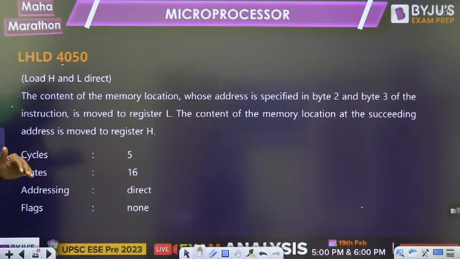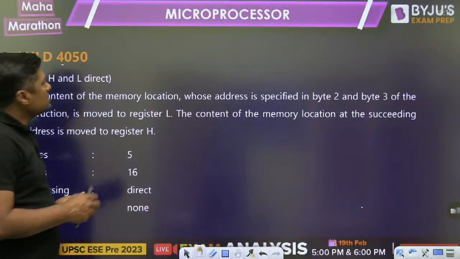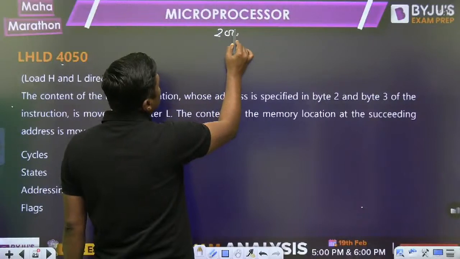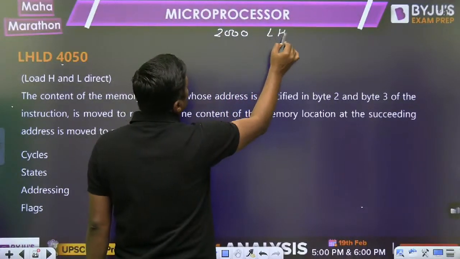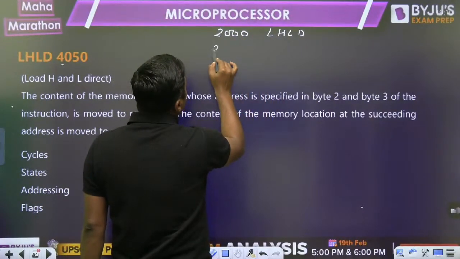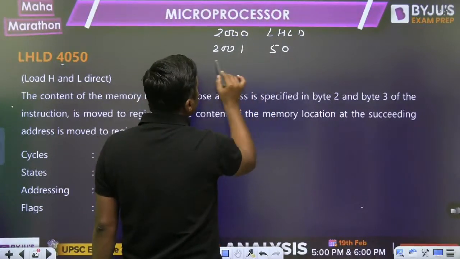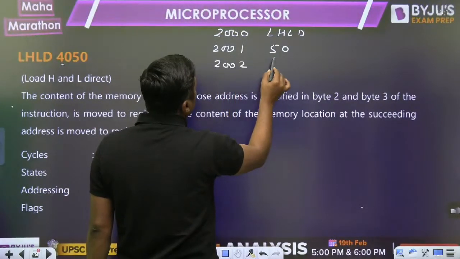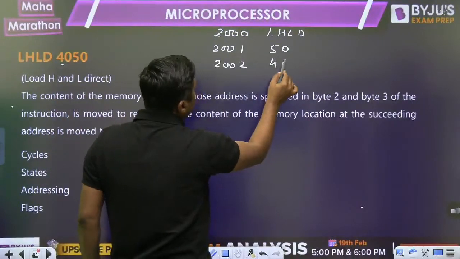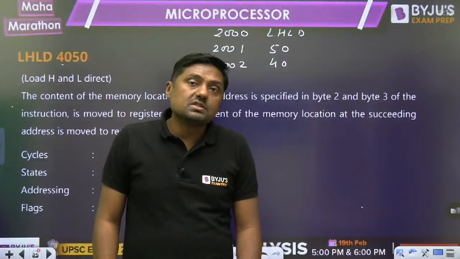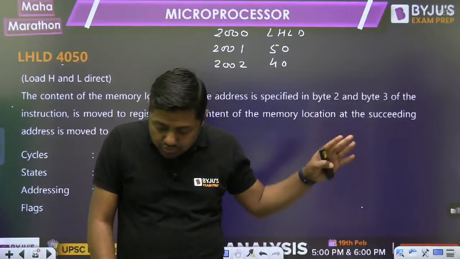the content of the memory location at the succeeding address is moved to register H. Always remember it is a 3-byte instruction. In 2000 we will write LHLD, this is called the opcode. In 2001 we will write 50, and in 2002 we write the next 8-bit higher order address, 40. Okay, this is a very, very important instruction. Normally in engineering services exams, questions come from this instruction.